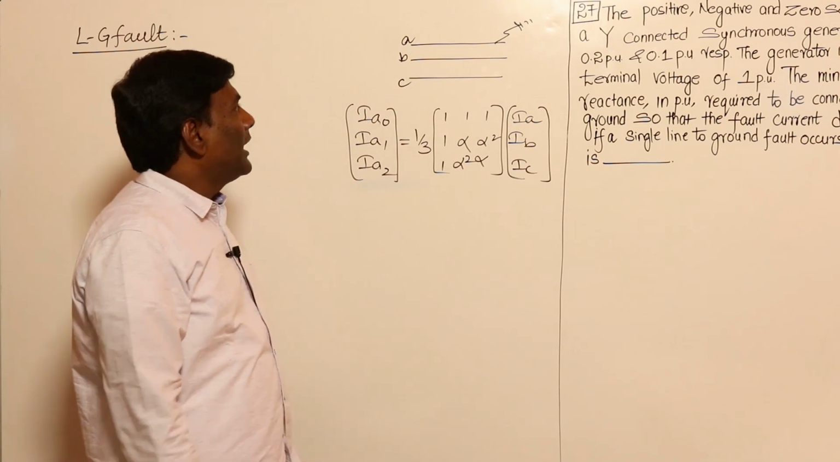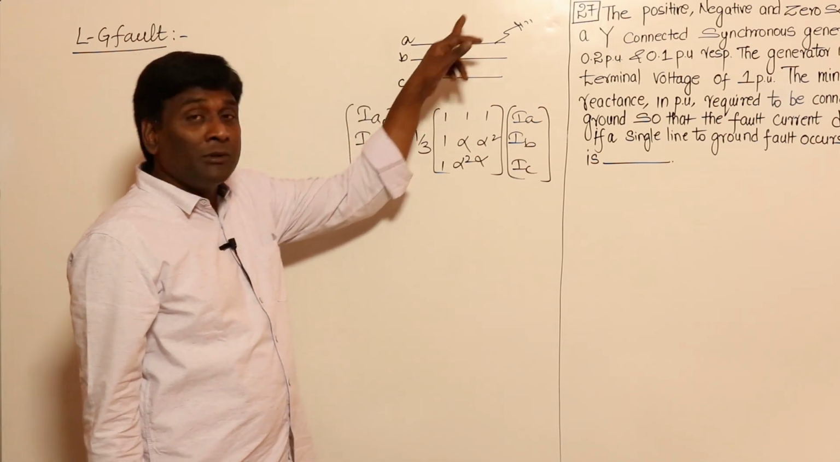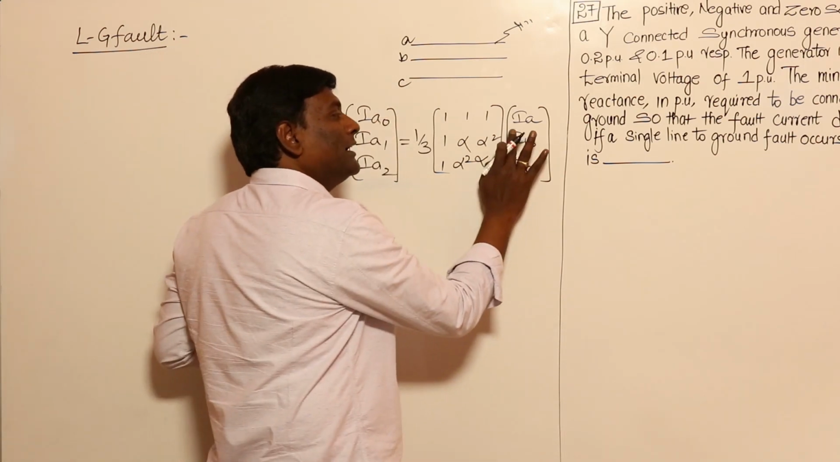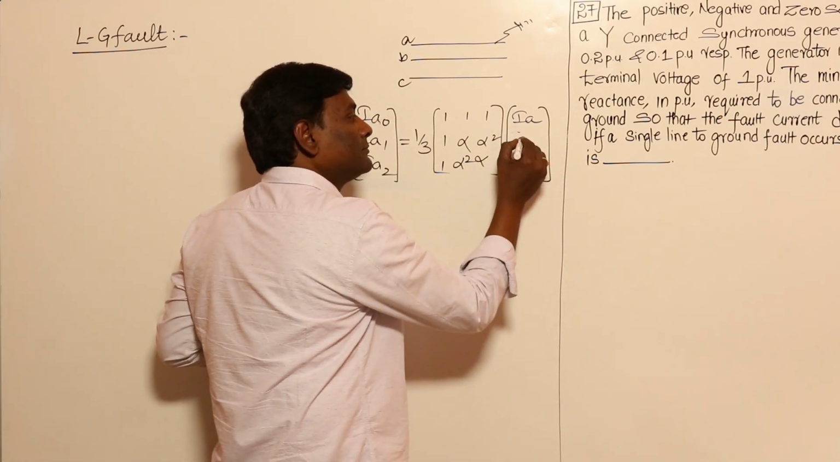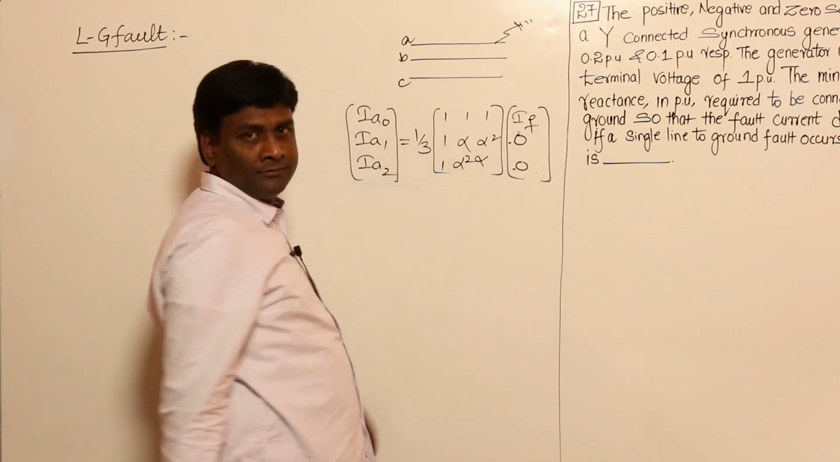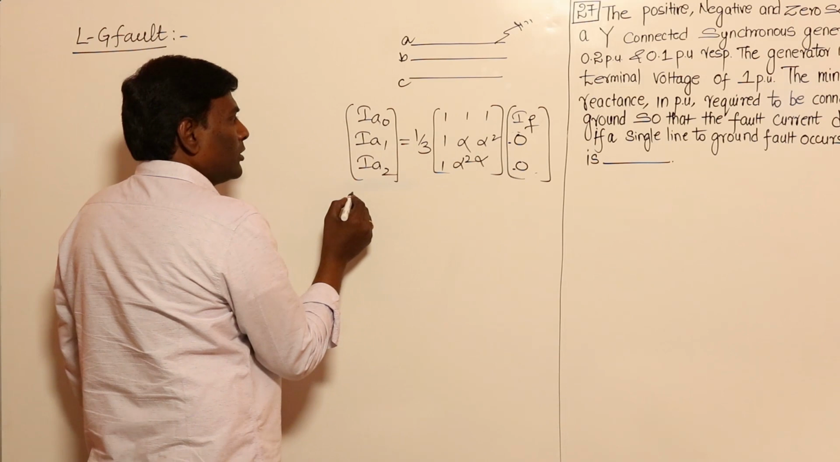So IA will be there. IA is nothing but the fault current. IB and IC are unloaded, so IB and IC are going to be 0 here, and IA is going to be the fault current IF. So what is IF now?